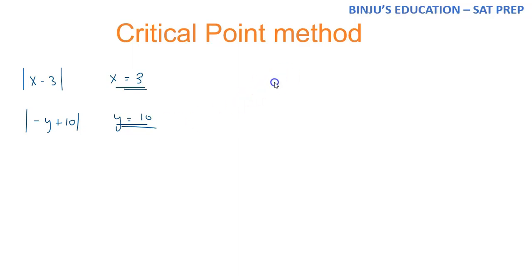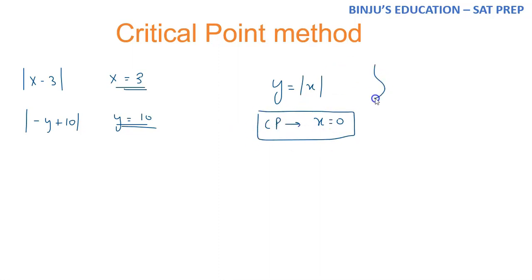For example, if you take y is equal to mod of x, the critical point is x is equal to 0. When you go to the right of this critical point, that is, for a value greater than or equal to 0, this function will give you y is equal to x. But when you go to the left of this critical point, this function will behave as y is equal to minus x. This is what is meant by the critical point.